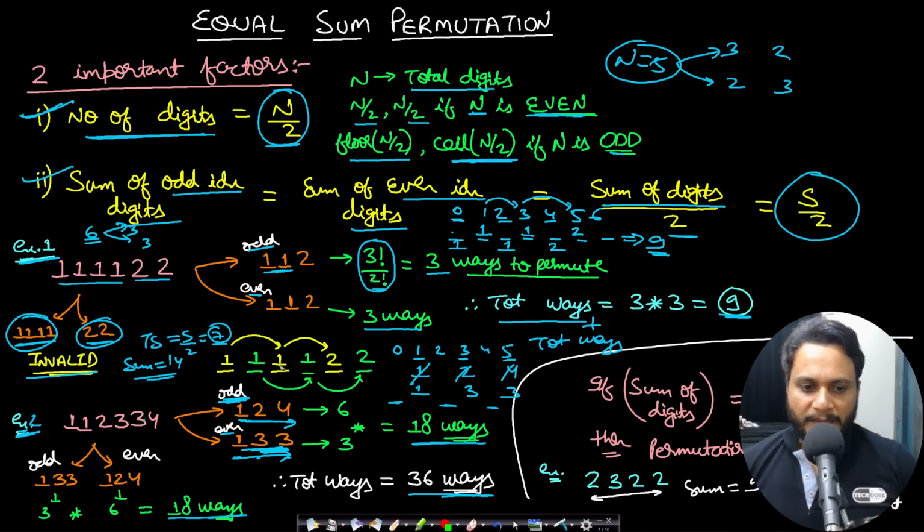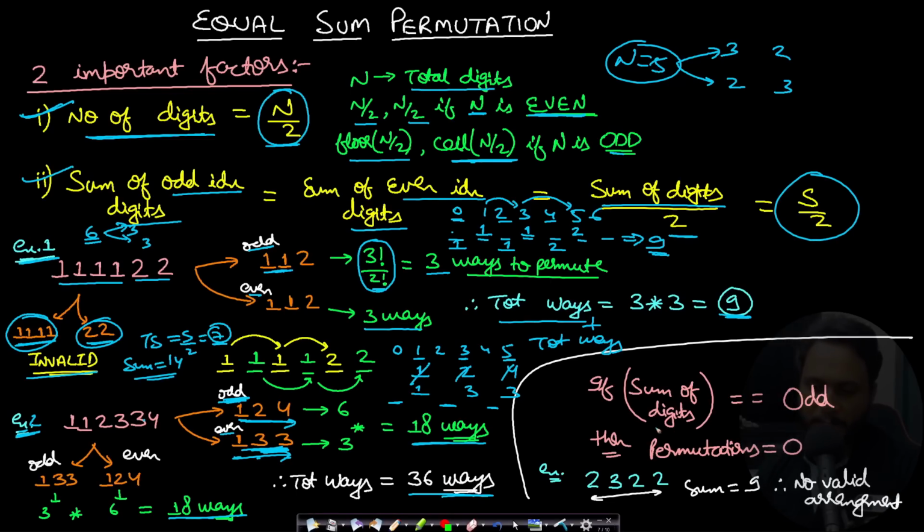I think the idea is clear. Now if the sum of the digits happens to be an odd number, then definitely you cannot find s by 2, because s by 2 is not a valid integer in such a case. Therefore if you find the sum of the digits to be odd, you can say that the number of permutations is going to be 0. Like for the third example, 2 3 2 2. In this case the sum is 9. Therefore you cannot create two valid partitions of equal sum, and that is why I will answer 0 for this.